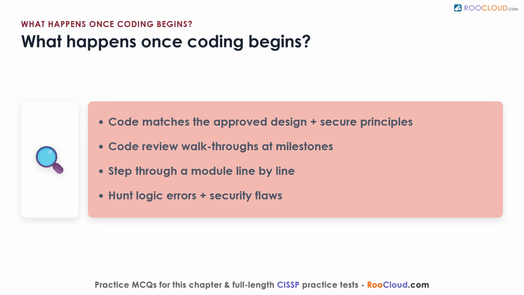hunting for logic errors and security flaws. Only development staff usually attend, and the goal is to confirm each team's code behaves as specified. Think of it as proofreading a manuscript chapter by chapter before it ever reaches the printer.